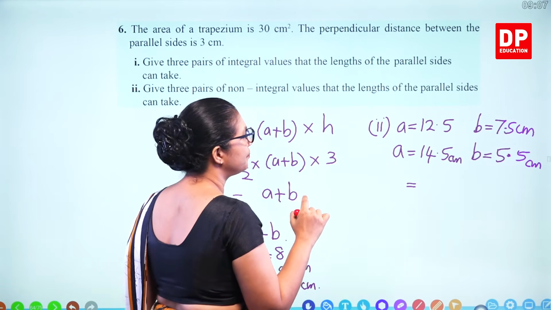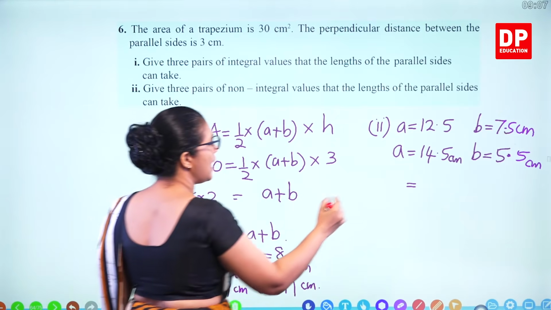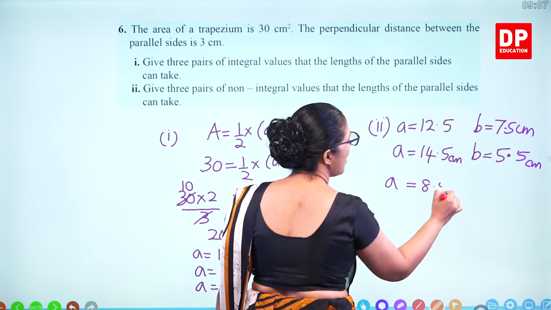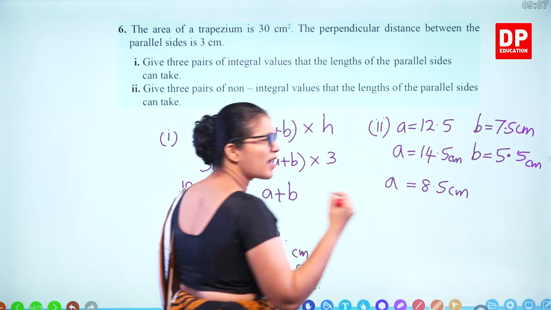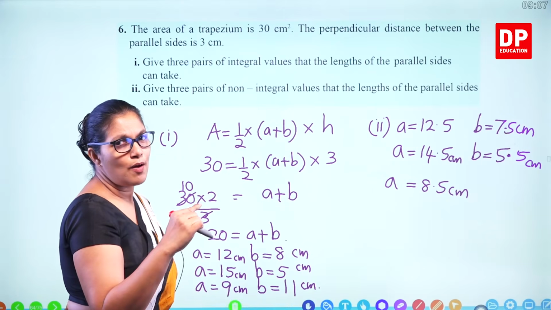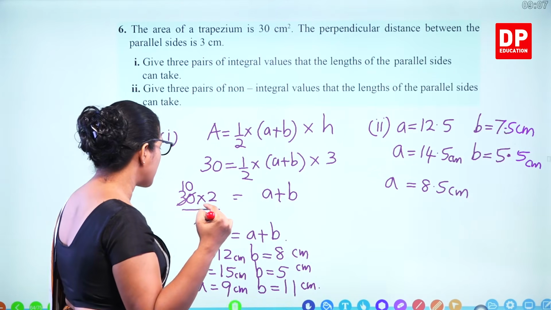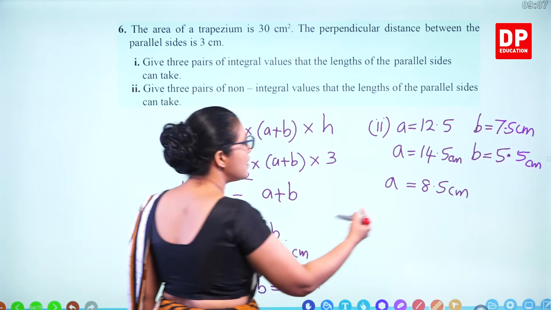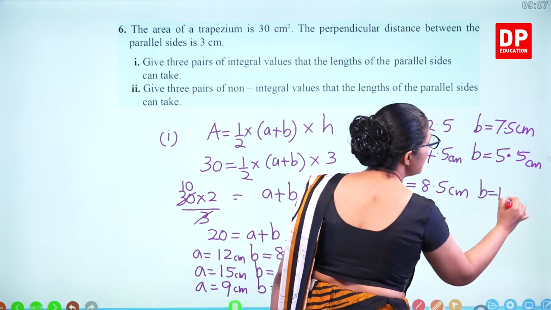Another one. So if a equals 8.5, I'm giving just 0.5. You can give any decimal. But the main thing is you need to subtract. If it's 8.5, this becomes 11.5.